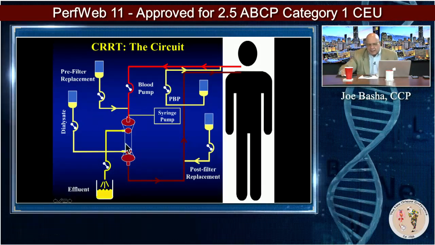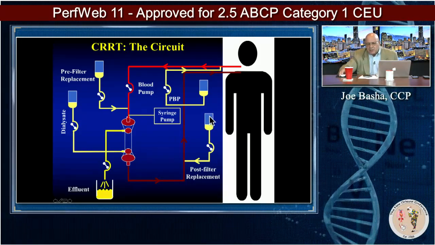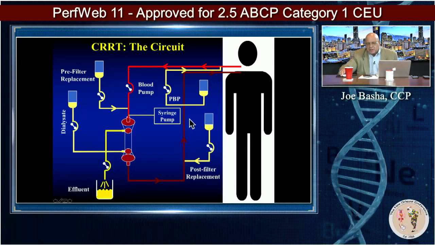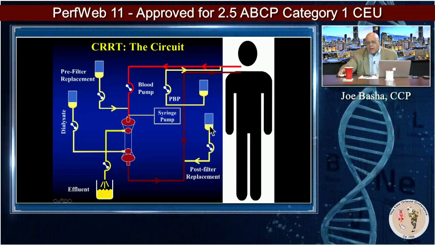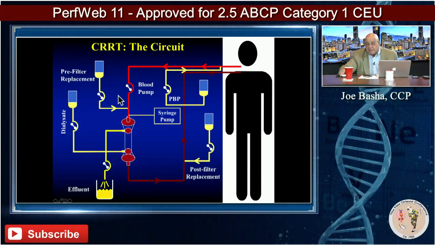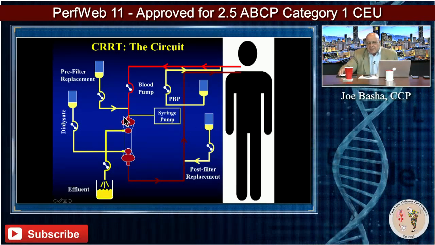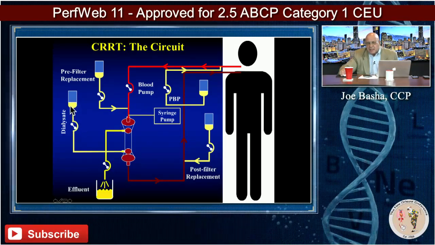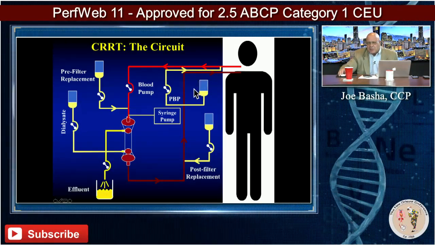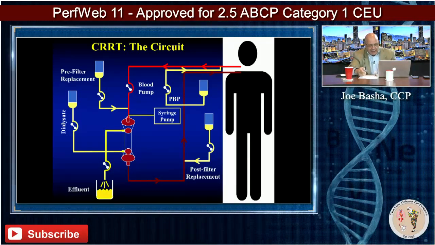It's everything. If it's just CVVH, then you have either a pre or post filter replacement on one particular pump, or it could be two. You can actually run it 50-50, with 50% of it pre, 50% of it post, and your effluent, but you don't use the dialysate and you don't use the pre blood pump unless you're using citrate protocol. We're going to talk about that again as we move forward.